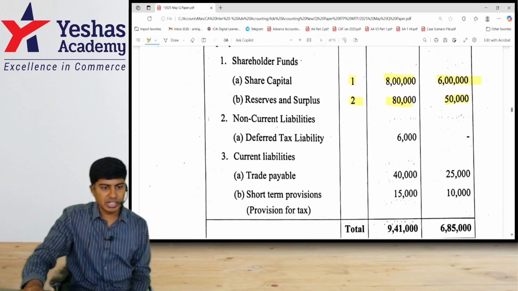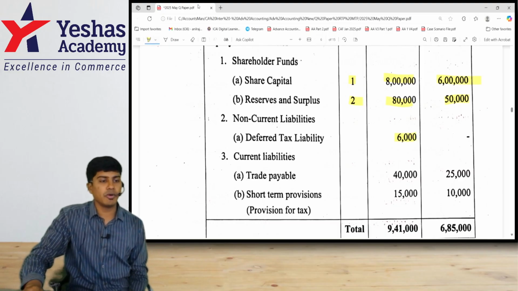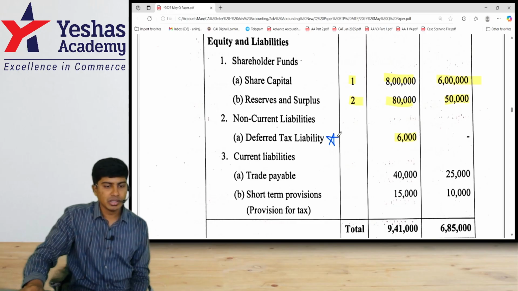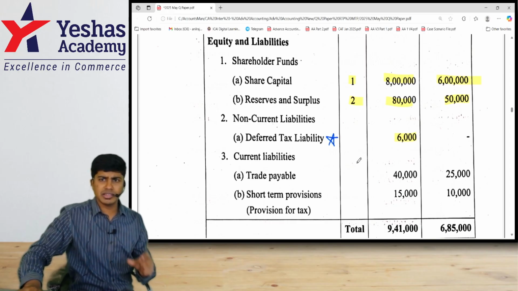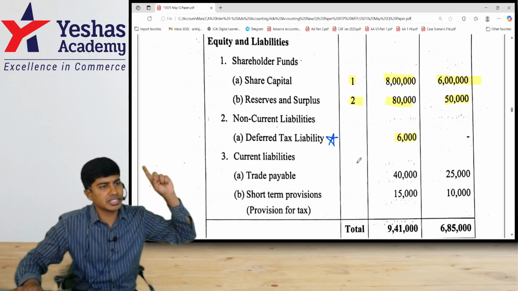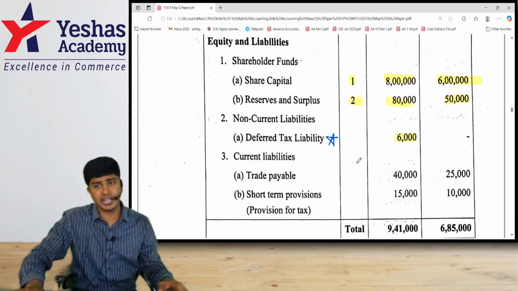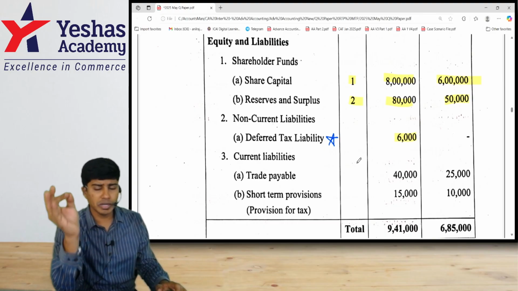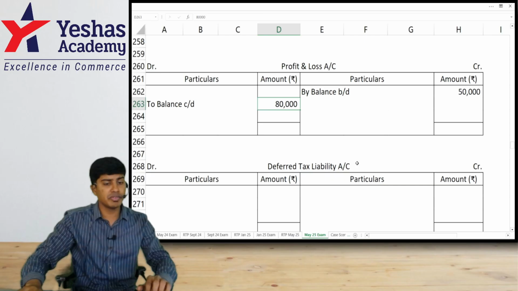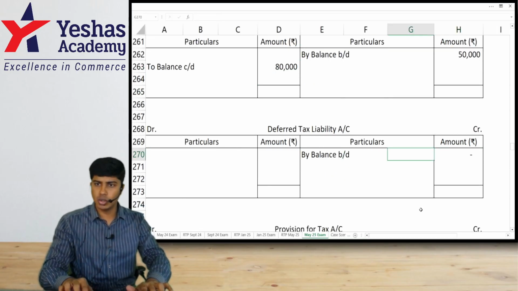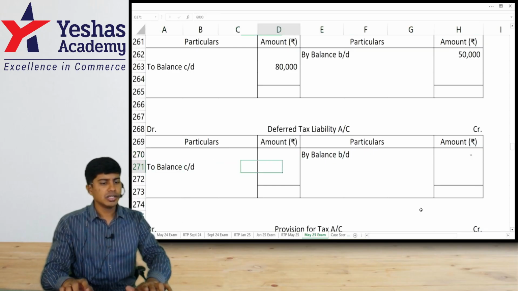is deferred tax liability. How much is deferred tax liability? 6,000. This is the unique point in this problem. If not for this adjustment, the entire problem was very easy. This is not going to make it difficult, but this is something slightly tricky. You would have to recall the concept that you read from Accounting Standard 22 and also preparation of financial statements. For now, don't worry. Open one ledger, write opening balance 0, closing balance 6,000.